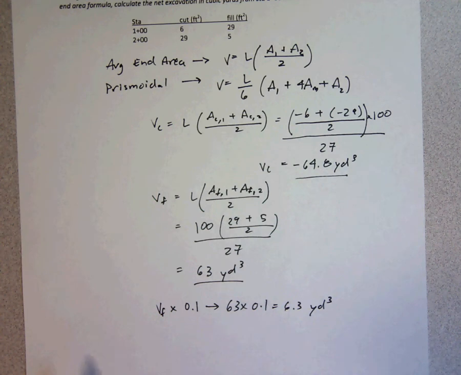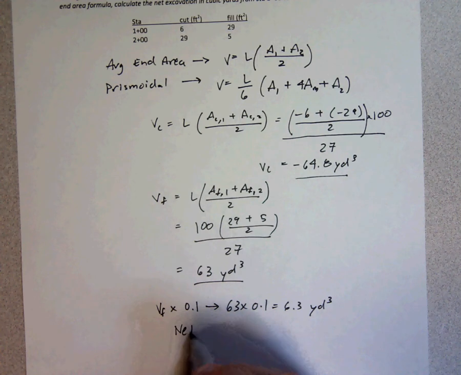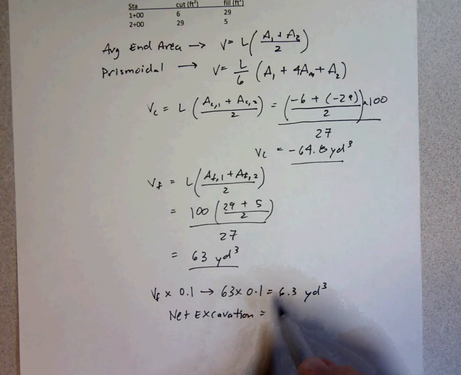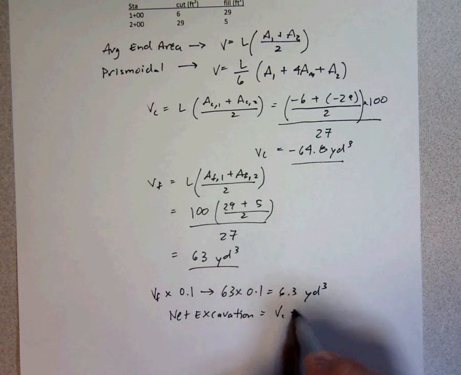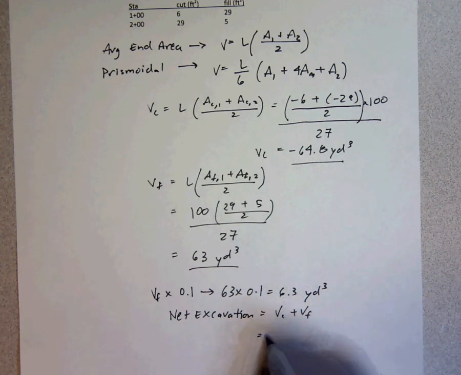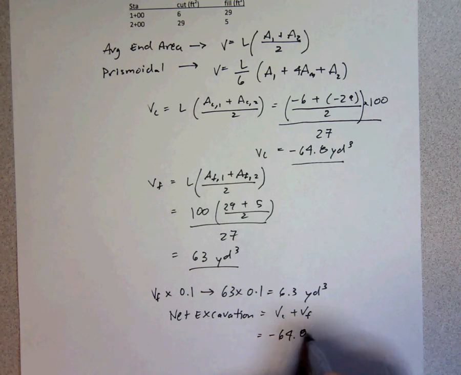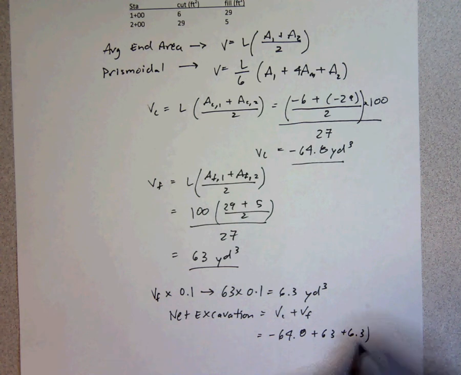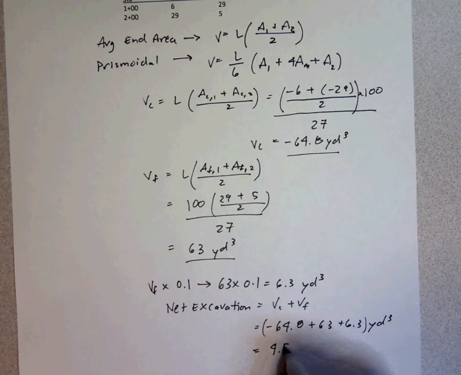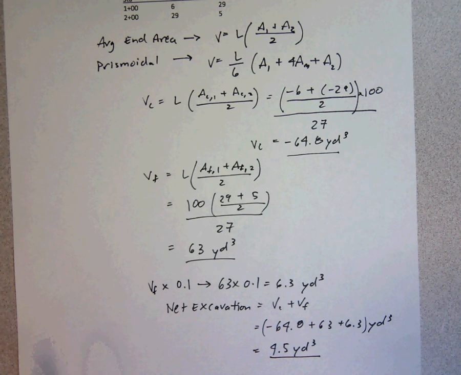So the net excavation, or the volume total, I'll just write net excavation, is then going to be equal to the volume of the cut plus the volume of the fill plus that 10%, so we'll add that back in. It's going to be that negative 64.8 plus the 63 plus the 6.3 that we were just looking at. And so in sum it's going to be 4.5 cubic yards of fill needed to add between the two stations.